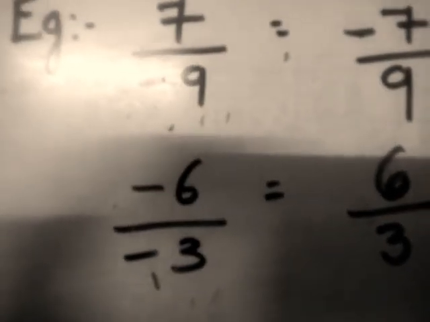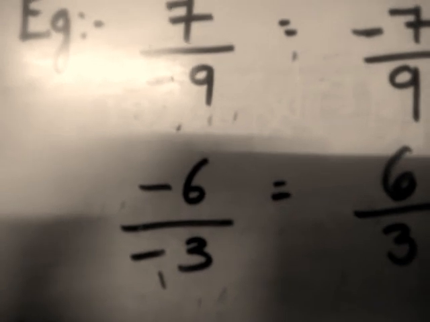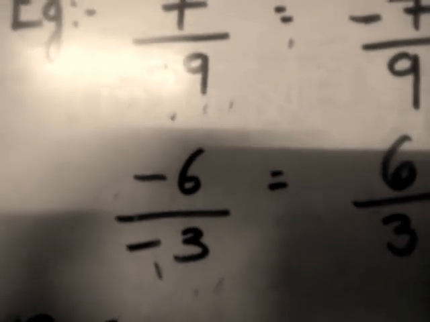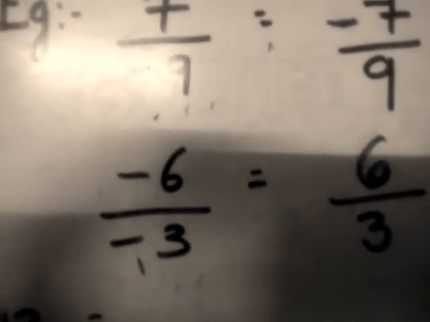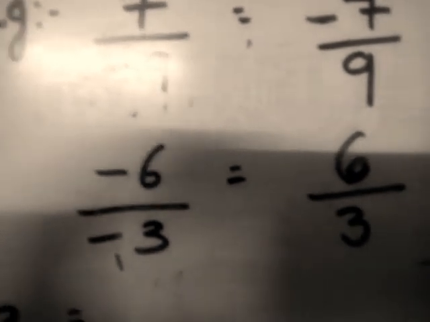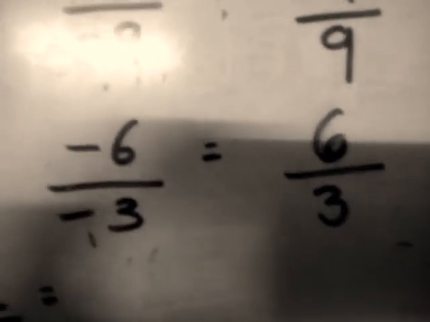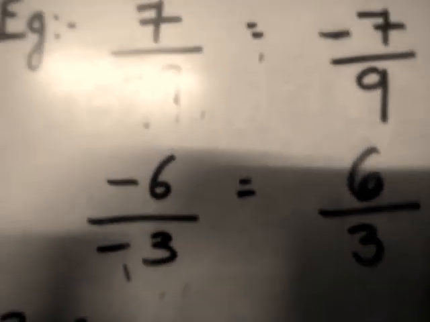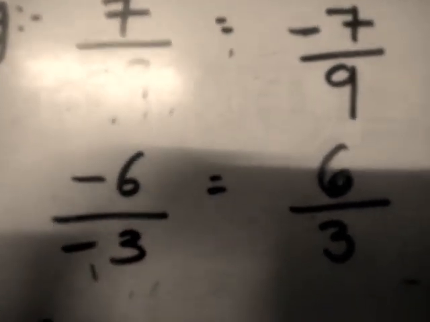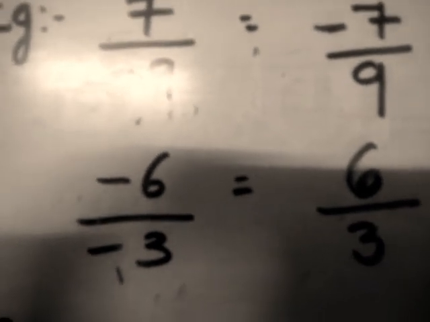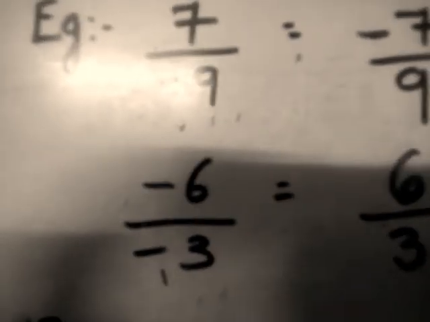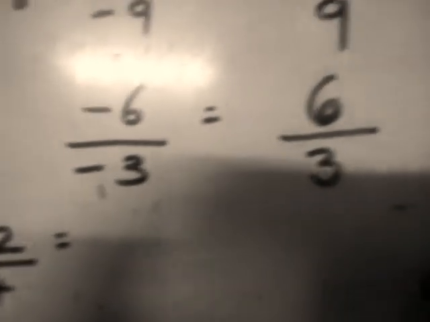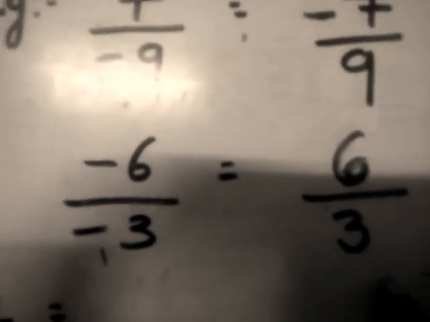Now here there are two negative integers. Both numerator and denominator have a negative sign. Minus 6 upon minus 3 is equal to 6 upon 3. We have already studied that the product of two negative numbers is positive. Similarly in division also, the quotient of two negative integers is a positive number. Minus 6 upon minus 3 becomes 6 upon 3, because minus into minus becomes plus. If you cancel this minus sign, it becomes 6 upon 3.